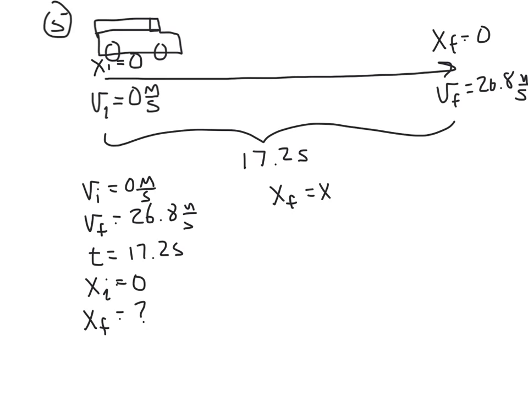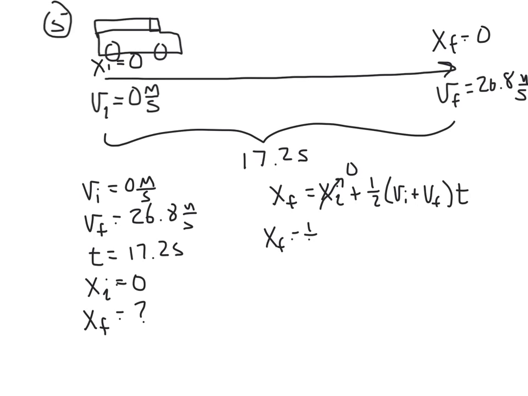So the equation is x final is equal to x initial plus 1/2 times velocity initial plus velocity final times time. And that's the formula I chose. We know everything except x final. X initial, of course, is 0.